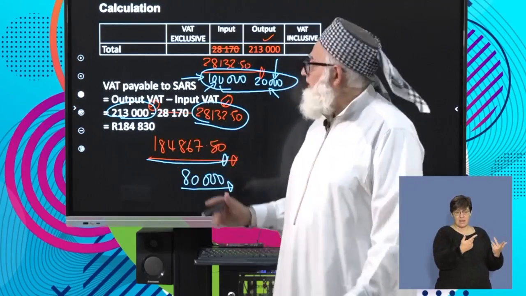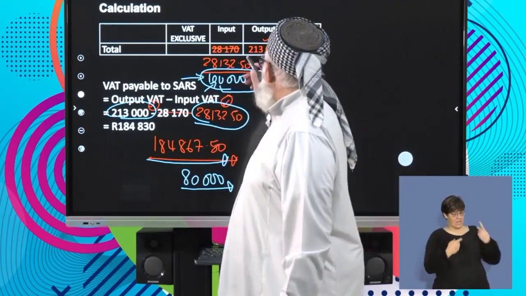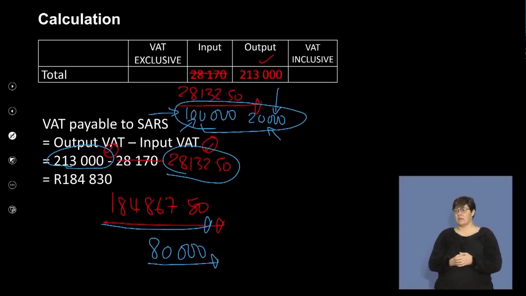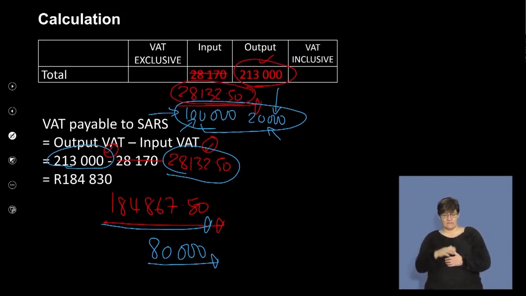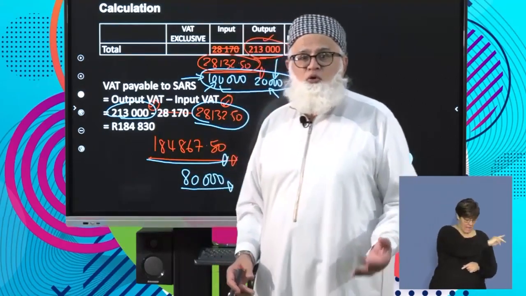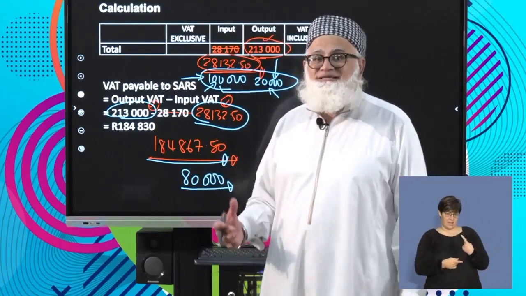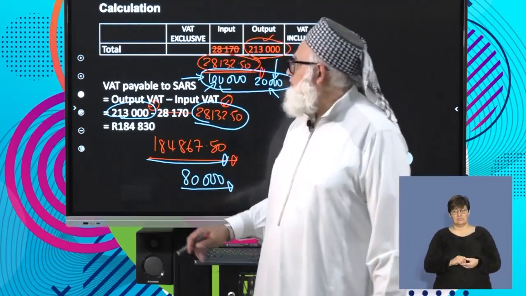But the example that we were doing, where we had our output as 213,000, in that one your output was 213,000 and your input was 28,132.50. So yes, you can have a situation where your input is greater than your output.